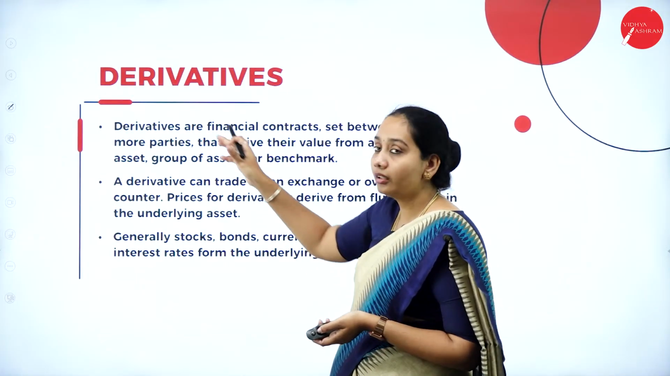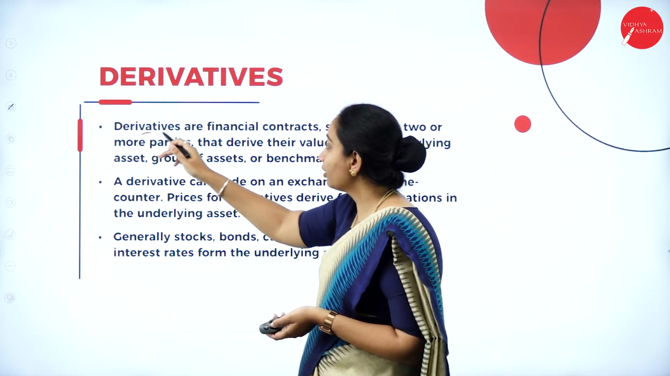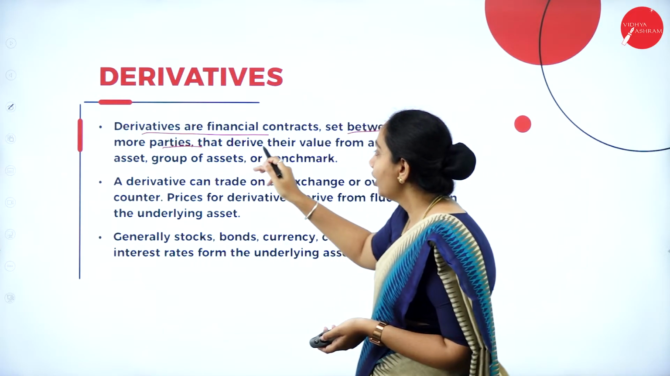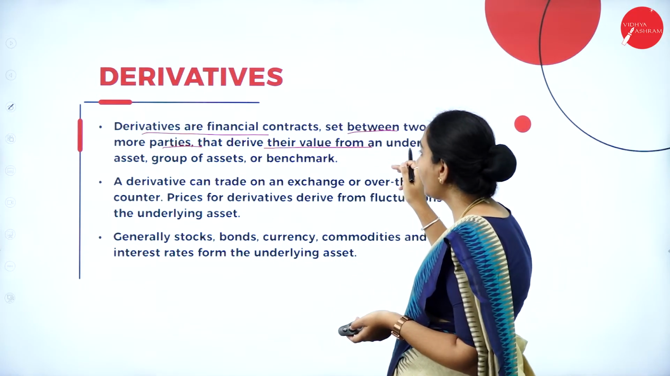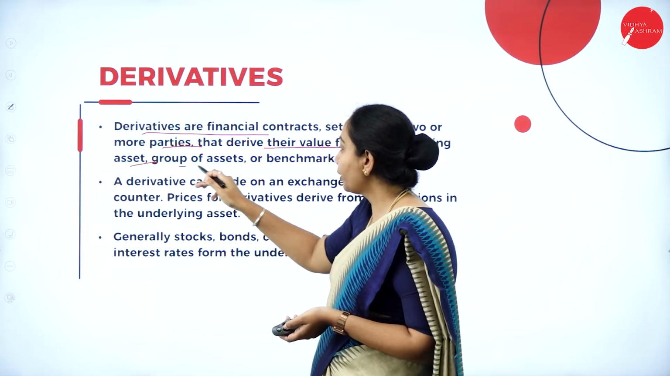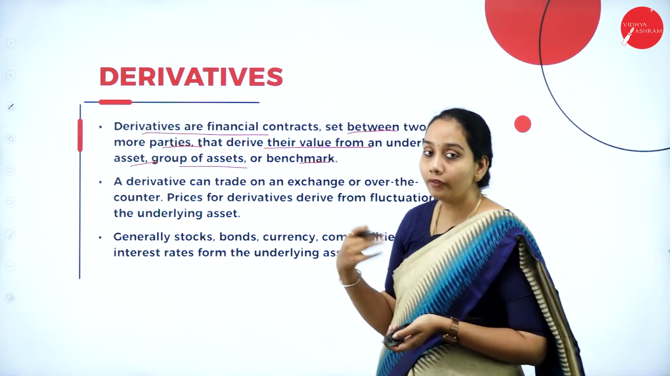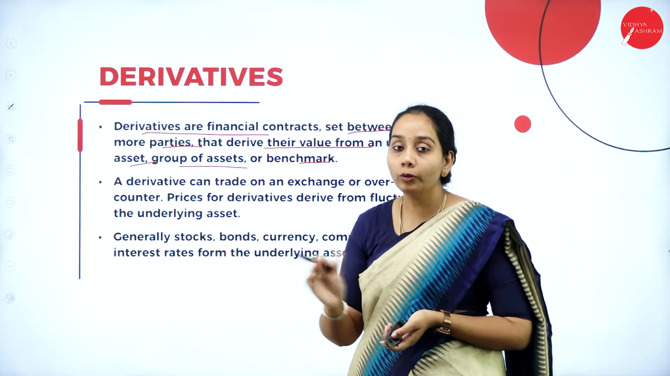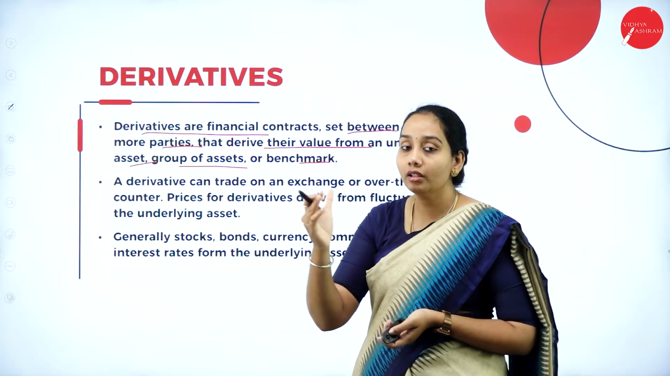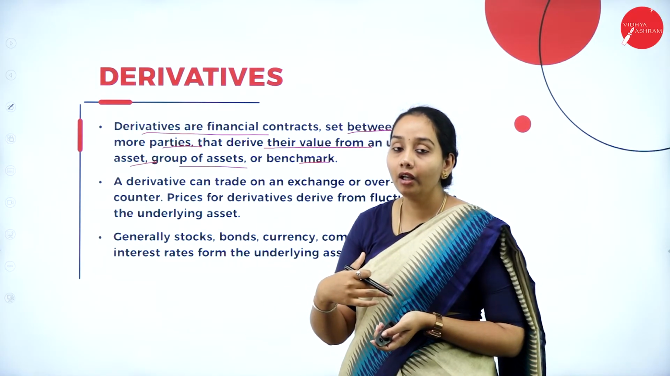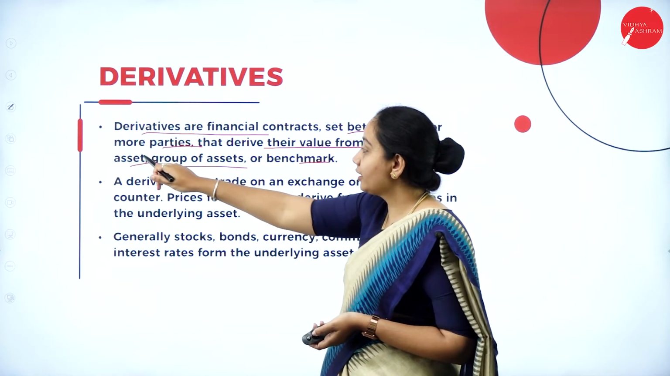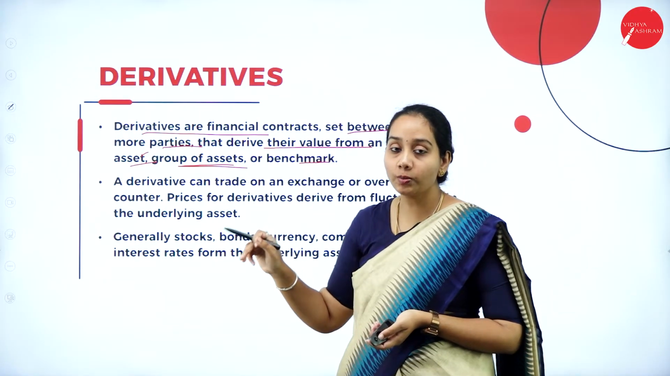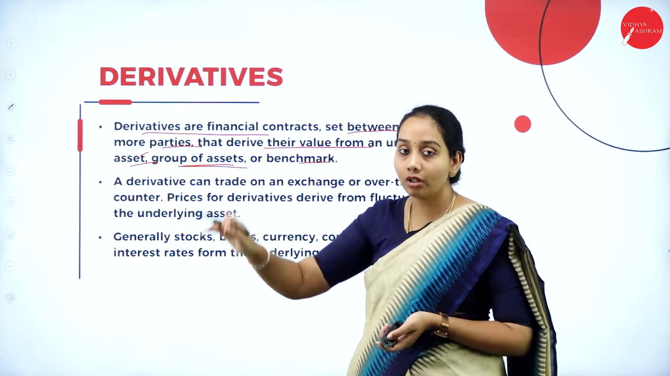So next is derivatives. Derivatives are financial contracts set between two or more parties that derive their value from an underlying asset or group of assets or a benchmark. As I have told, derivatives are all about a contract between two persons. Based on that, the persons are going to derive value based on the underlying asset or group of assets, or based on any kind of benchmark that has been set up by the stock market.